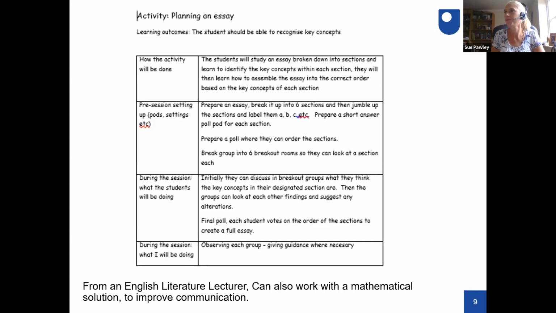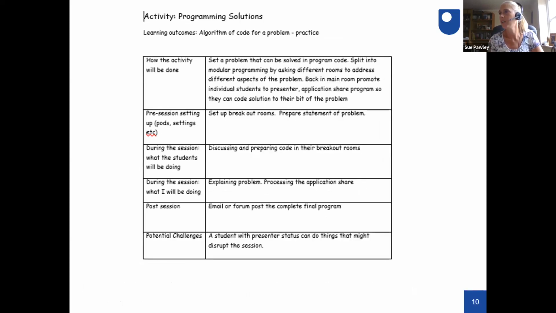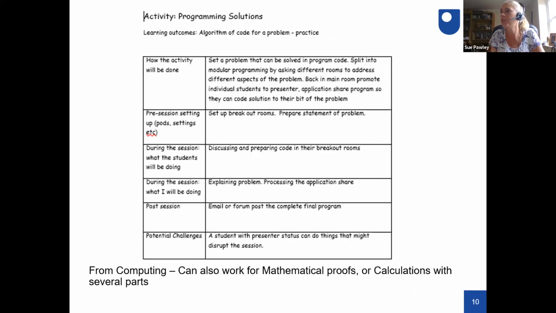So, yeah, right. This one came from computing, very similar to the English lecturer example, but maybe actually more, rather than looking at an essay that's already done, this one was trying to get the students to write some programming code. Again, we can do it for things like mathematical proofs, calculations with several parts, break out the students.